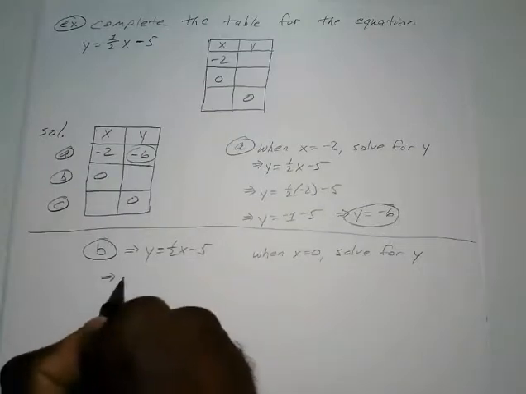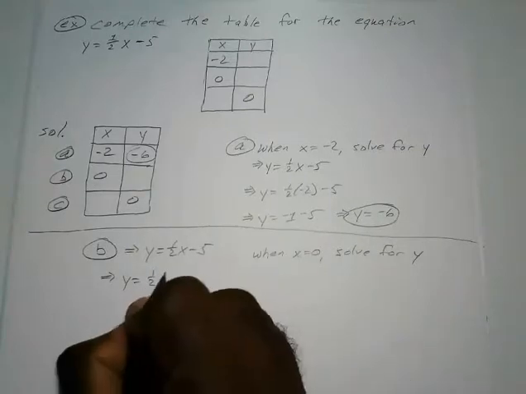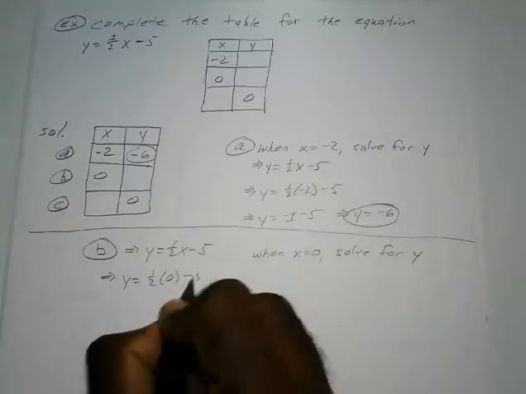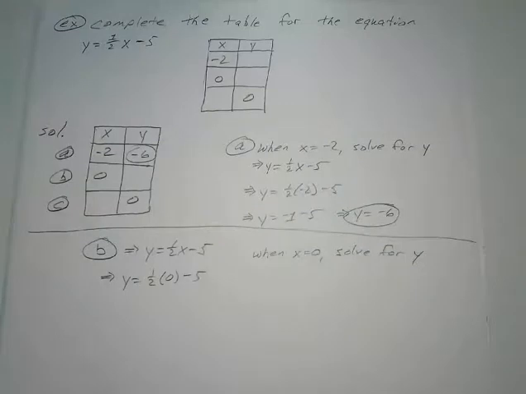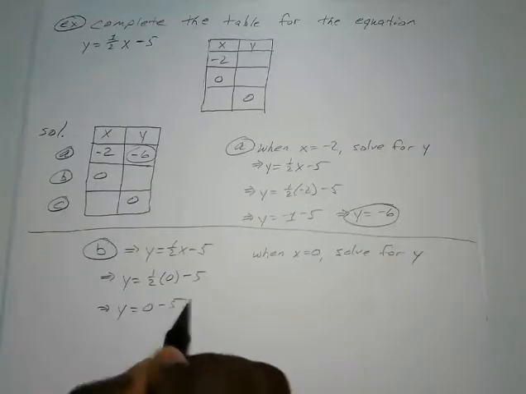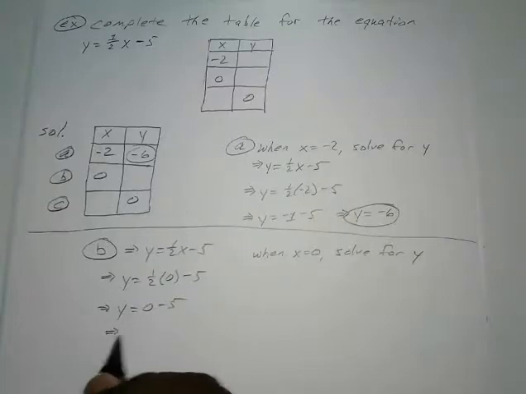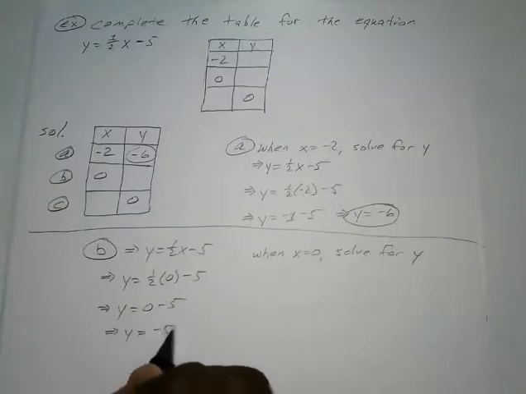Okay, so once again, we have y equals 1/2 x minus 5. We know that x is 0, so y equals 1/2 times 0 minus 5. Anything times 0 is just 0, so we have y equals 0 minus 5. 0 minus 5 is -5. So y equals -5.